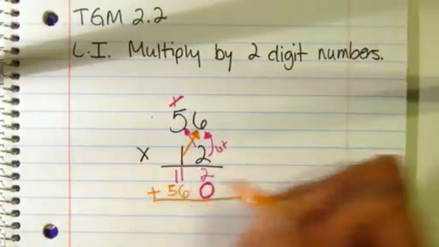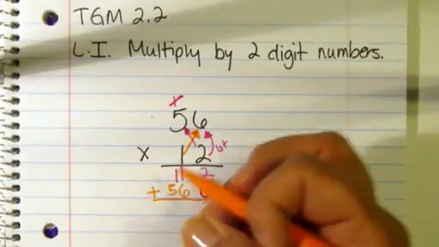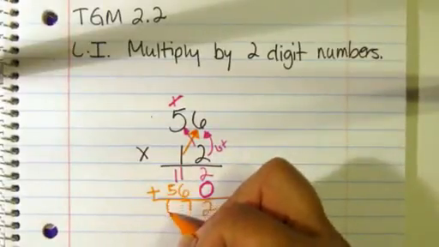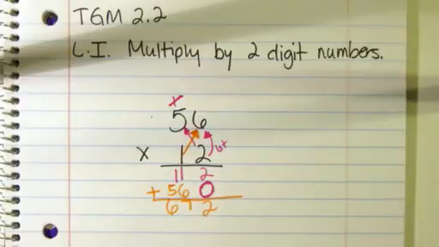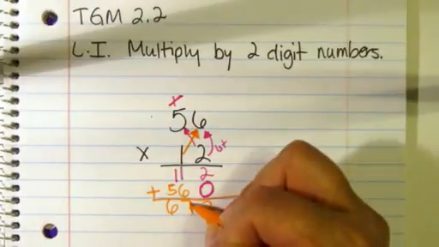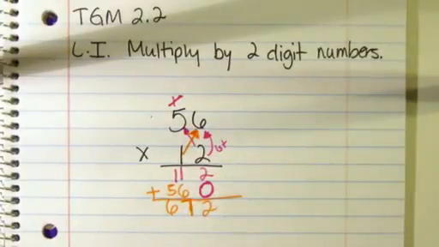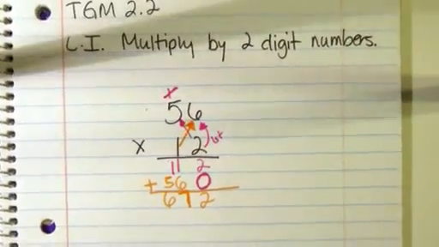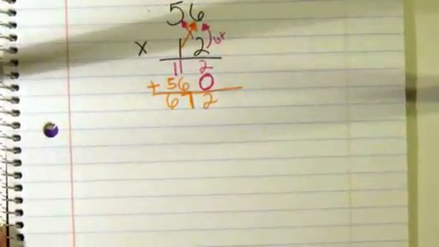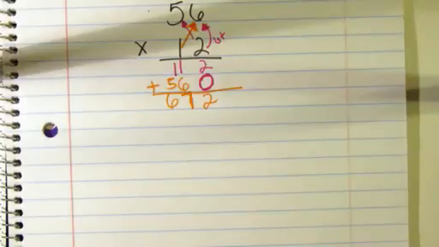And then we add, that's 2, 7, and 6. So 672 is our answer to our practice problem. The answer to a multiplication problem is called the product. Very good. Now let's look at our assignment in our math textbook.